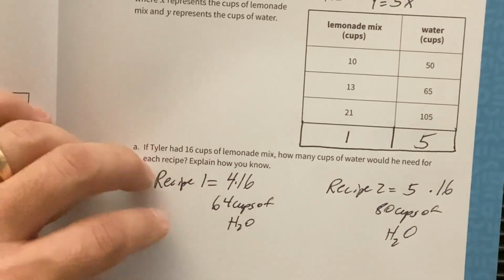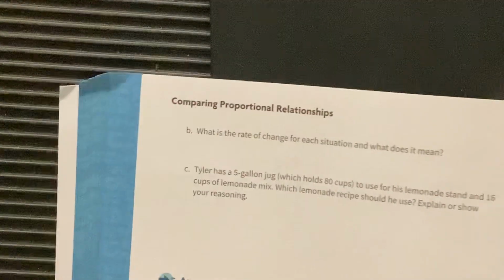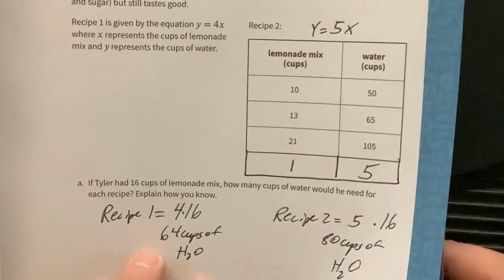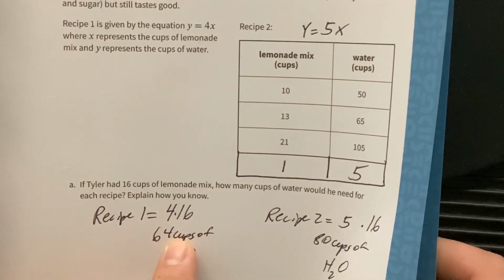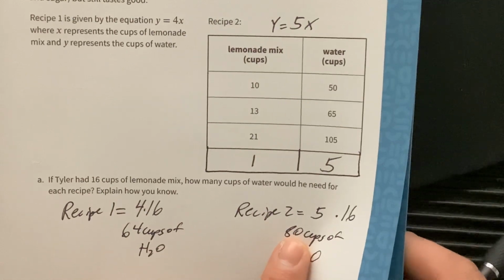Next page. What is the rate of change? What does it mean? All right, so what's the 4 and the 5 mean? 4 times the amount of lemonade to get the water. 5 times the amount of lemonade to get the water. All right, pretty simple.